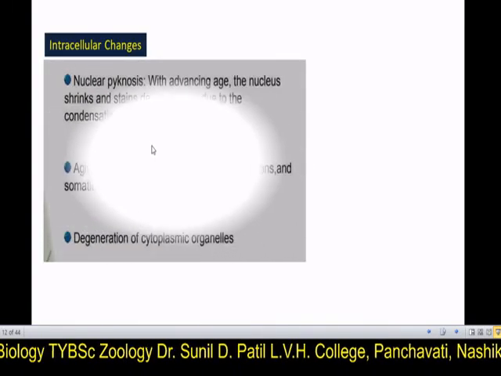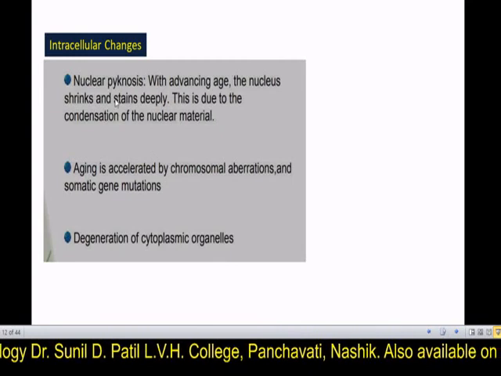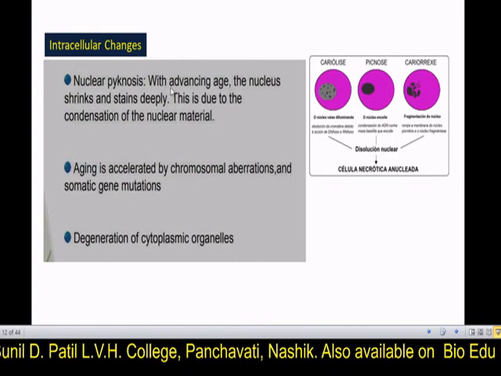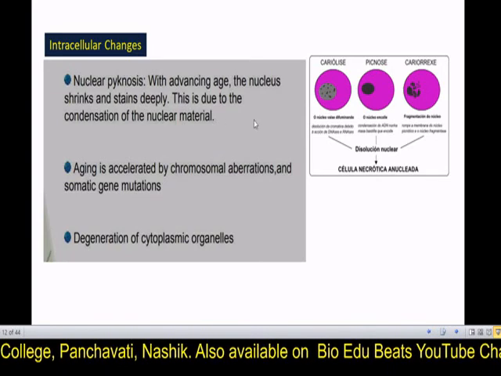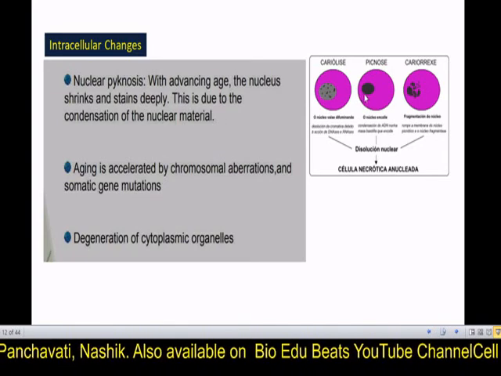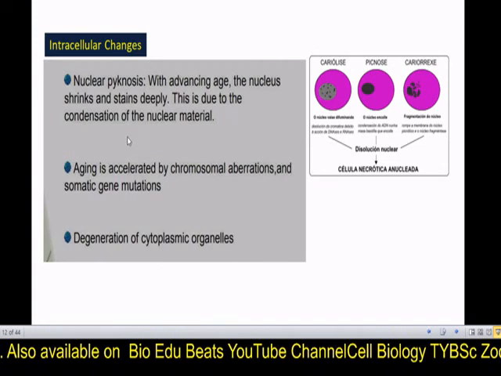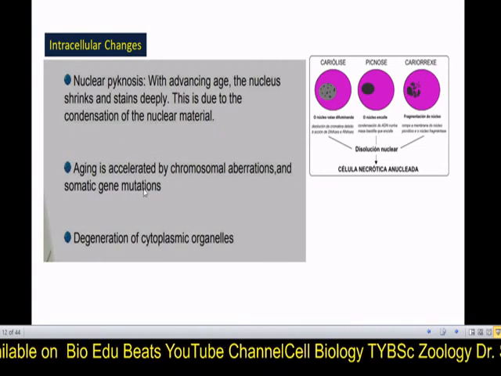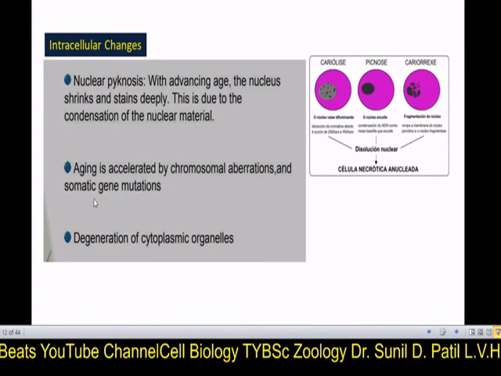First, we are going to see the intracellular changes due to aging. The nuclear pyknosis. With advanced age, the nucleus shrinks and stains deeply. You can see this is the nucleus. It shrinks in size and stains deeply. It is the pyknosis. This is due to the condensation of the nuclear material. Aging is accelerated by chromosomal aberrations and somatic gene mutation.